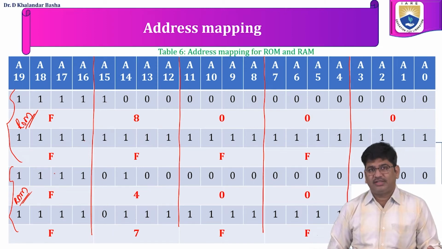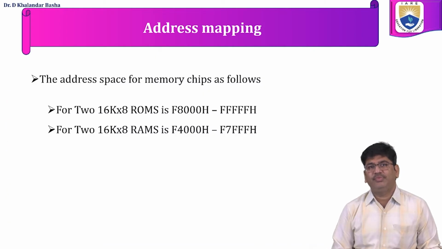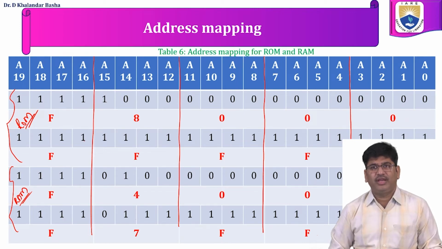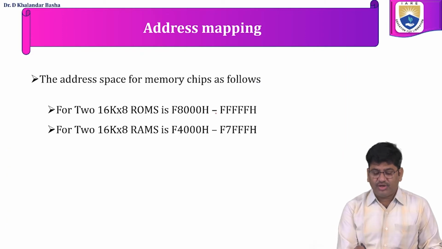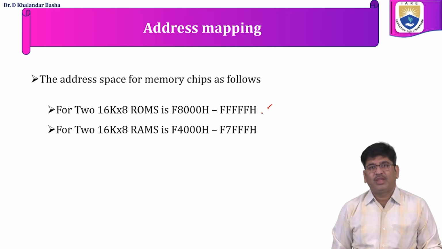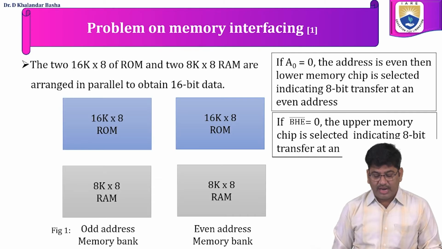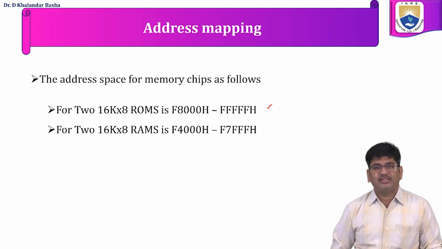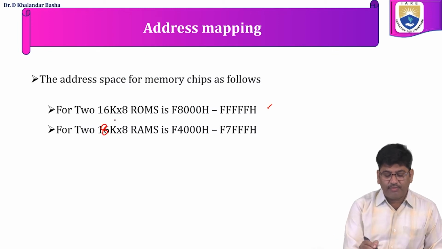If you observe these address lines, these addresses are continuous, so the access speed will be higher. The address space for ROM is F8000H to FFFFFH. This is the address space which we are assigning for two 16K by 8 ROM blocks, and the address space F4000H to F7FFFH is assigned for two 8K by 8 ROMs.